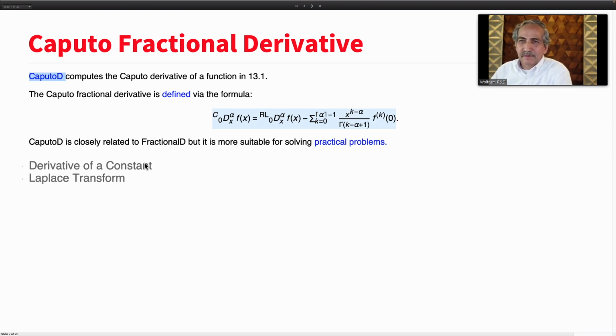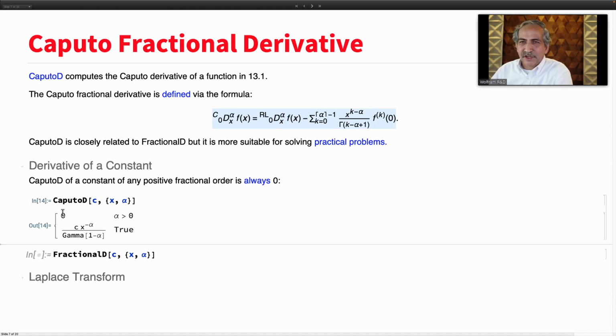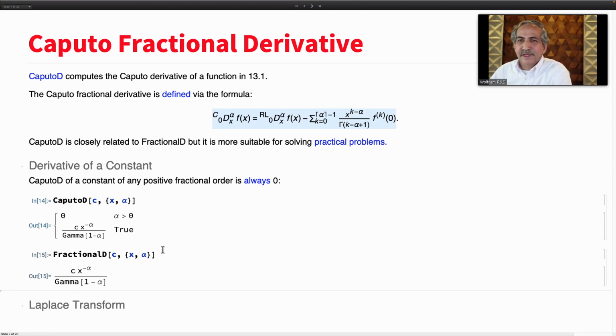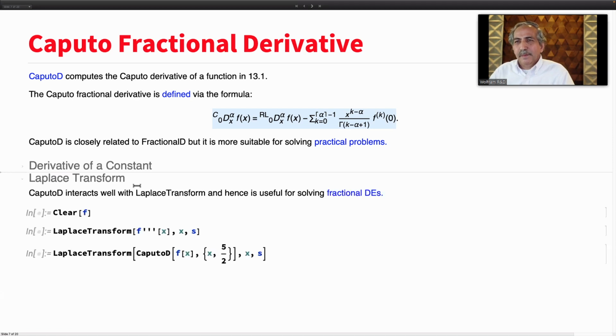So first question, what is CaputoD of a constant? And you get this comforting 0 over here for positive values of alpha. And compare it with fractional D of the constant, and you don't always get that. So the good thing about CaputoD is it recovers for you this feature that the derivative of a constant is 0 for positive alpha. But a much deeper reason for using CaputoD is that, in fact, it interacts with the Laplace transform.